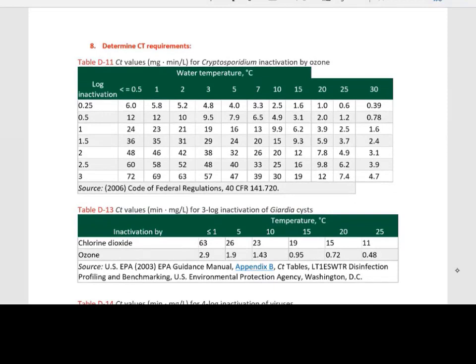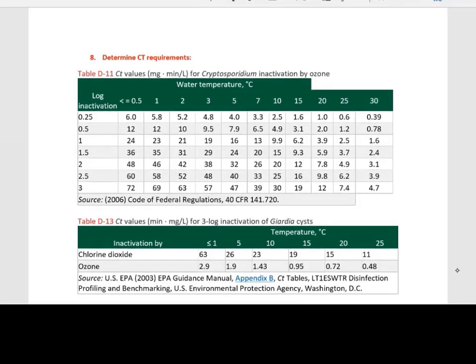So the next thing we want to do is determine the CT requirements. EPA provides a number of tables. These tables are from the appendix. It's Appendix D in your book. They're actually from the Code of Federal Regulations, so they're codified by EPA.